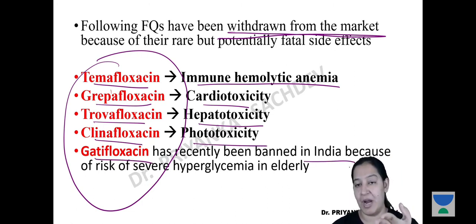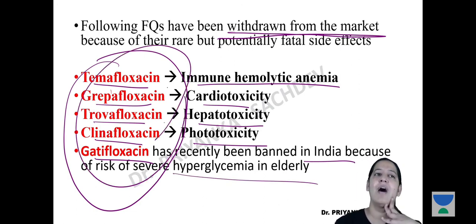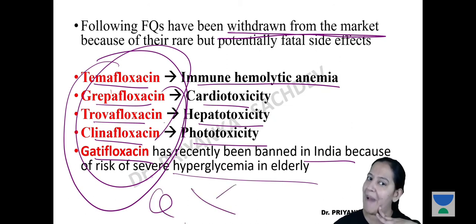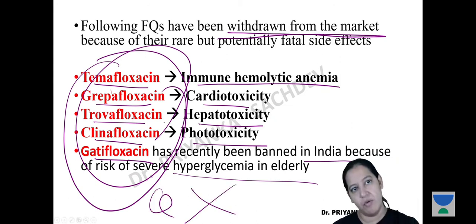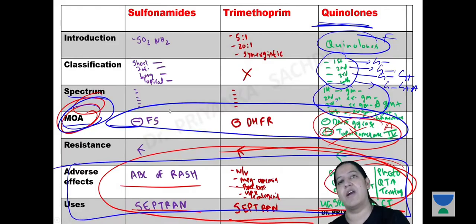I prescribed this to some of my patients initially when I was in MBBS days, many years back, but nowadays it is not available due to the risk of hyperglycemia in the elderly. You cannot give it to diabetic patients. So these 5 drugs are fluoroquinolones which are banned from India, banned from the world because of their particular side effects. So learn these one-liners. Learn it for MCQs. I am done.